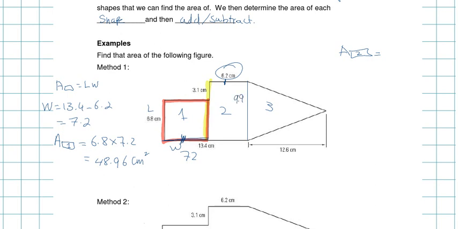Wait, what did you do? Sorry. To find 9.9, I did 6.8, because this part is 6.8, plus the 3.1, to find the whole yellow side. Are we okay with that? And that gives me 61.38. Again, it's centimeter squared.